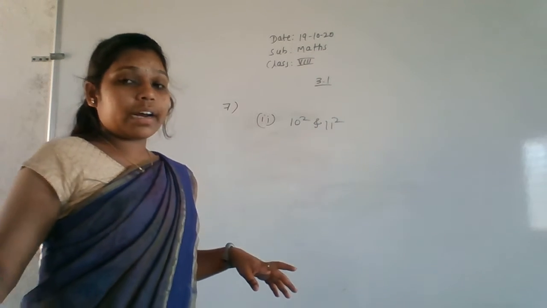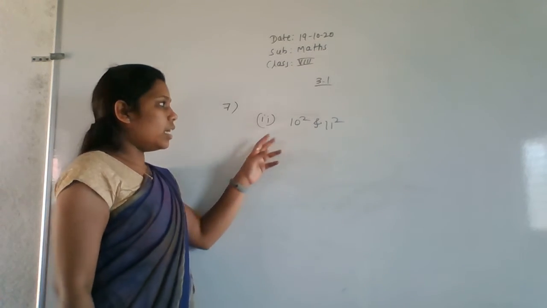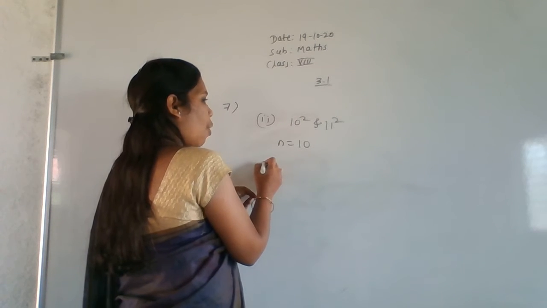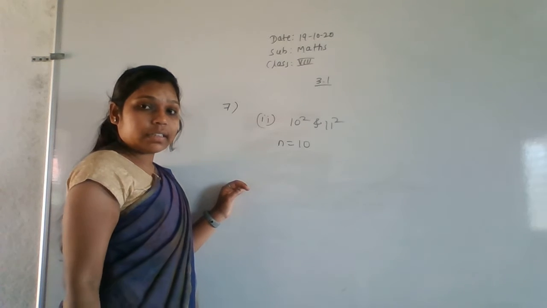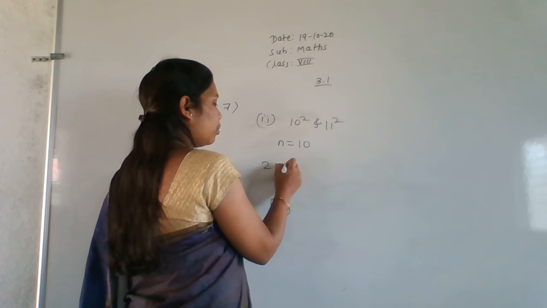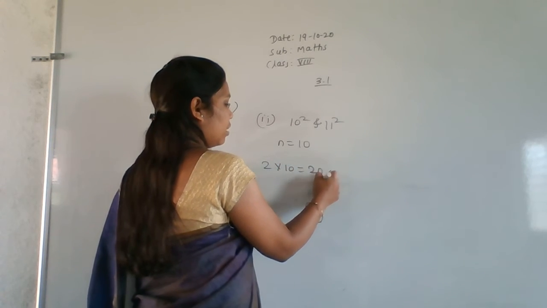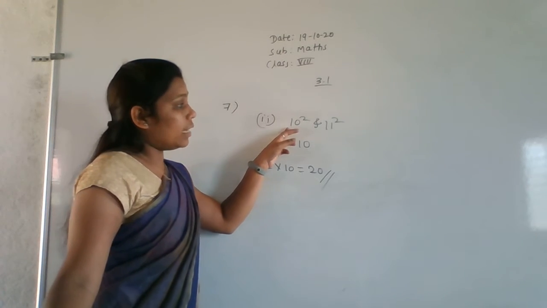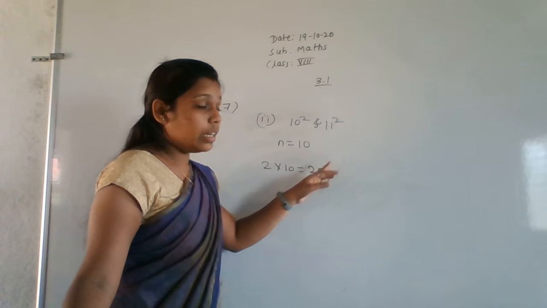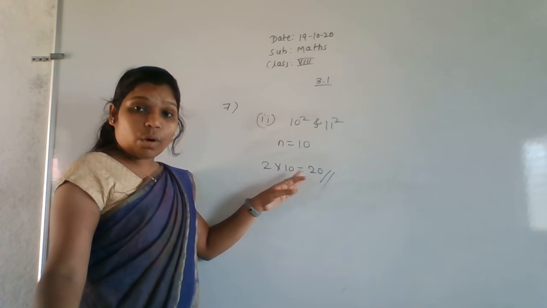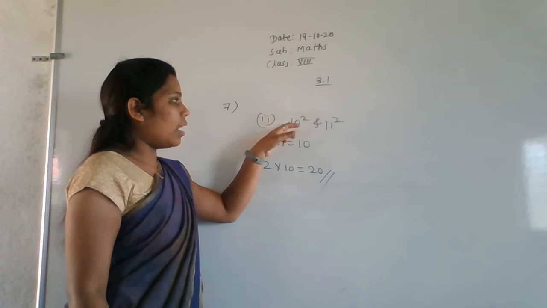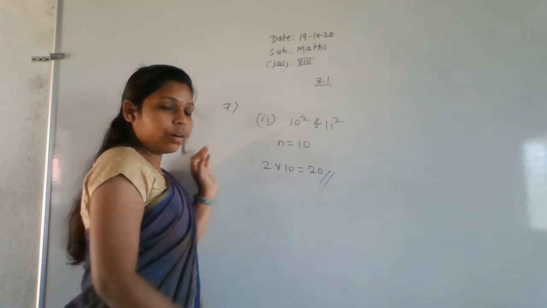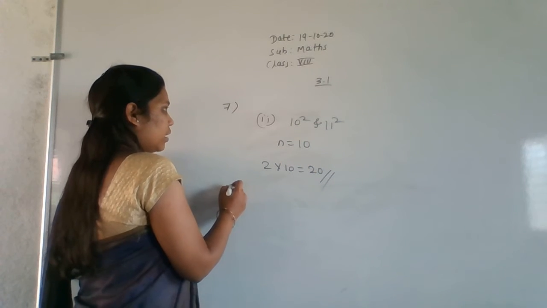That is 10 square and 11 square. Here n is equal to 10. So how many non-square numbers are there? That is 2n, 2 into 10, that is 20. So 20 non-square numbers lie between 10 square and 11 square. That is the answer. Let's go for the next question.